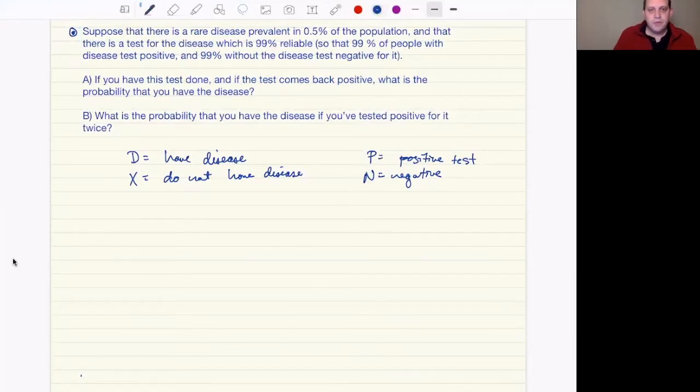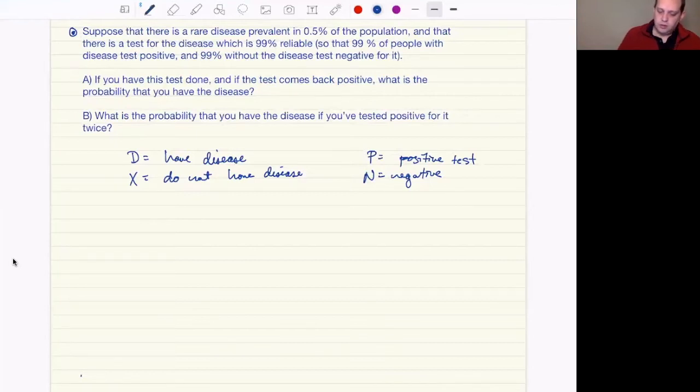So what I want to do is think about the following, and we'll do these in steps. First, if you have the test done and it comes back positive, what's the probability that you have the disease? I want to calculate what that probability is. And then if you have 2 positive tests, what's the probability that you have it? So we'll do this in order here.